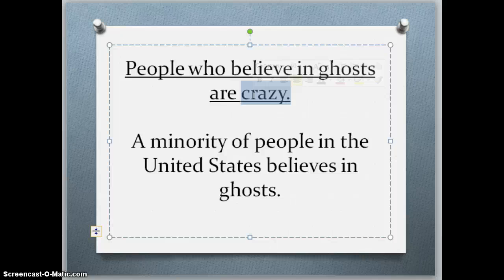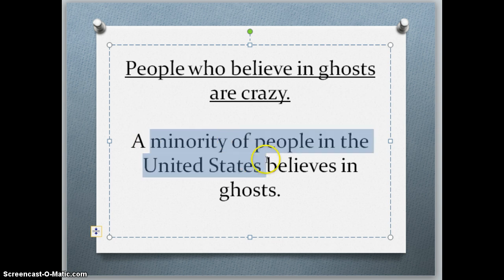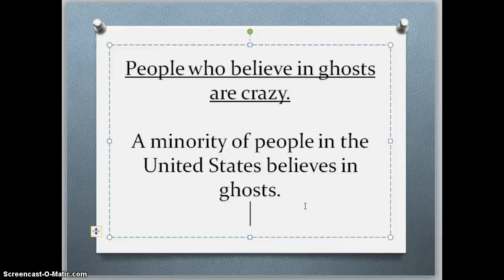Okay, the second sentence is a fact. So it is a provable fact. A minority of people in the United States believes in ghosts. It doesn't necessarily say that those who do are in some way less than those who don't, but it does give a fact that not very many people do. So your second sentence would be your objective sentence. Let's look at another set.